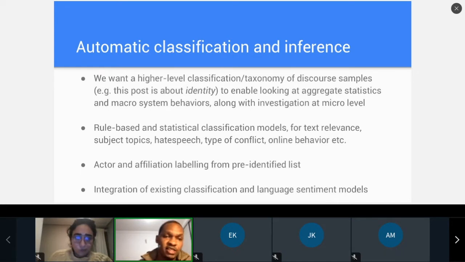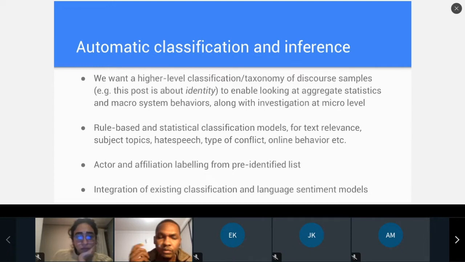And then we use rule-based and statistical classification models for text relevance, subject topics, hate speech, type of conflict, online behavior. So if a post contains this, then it is tagged accordingly. And this is done with different partners as the data is being analyzed, so that people who are looking at social media in different contexts have that knowledge to be able to classify data based on their own local knowledge, because some things are very nuanced and easily missed.